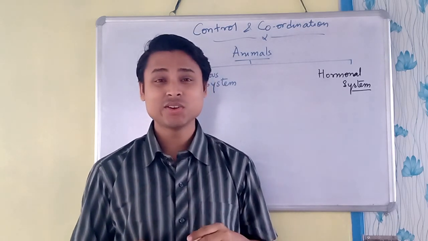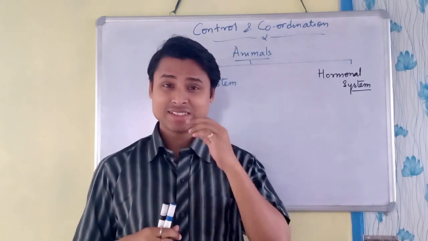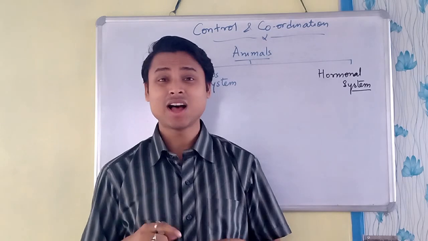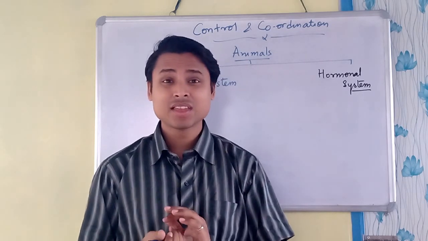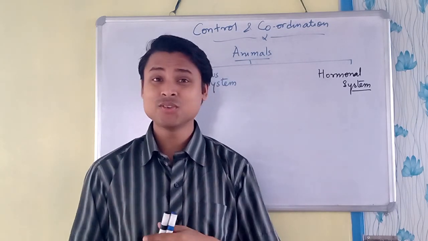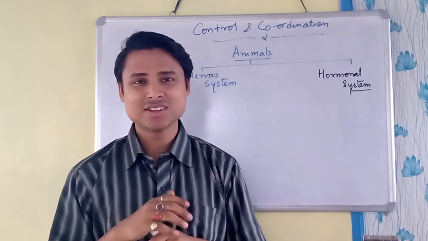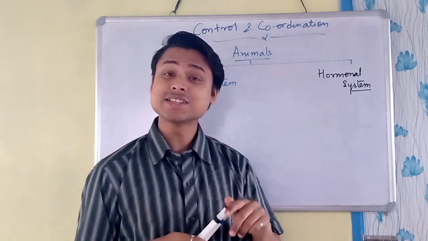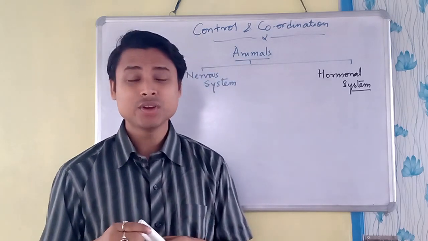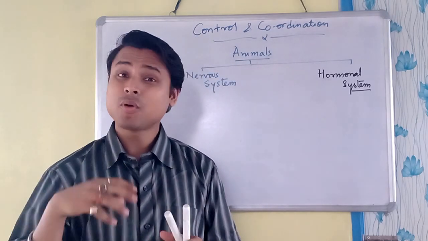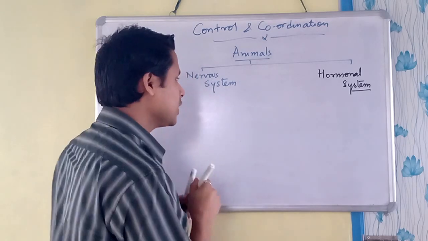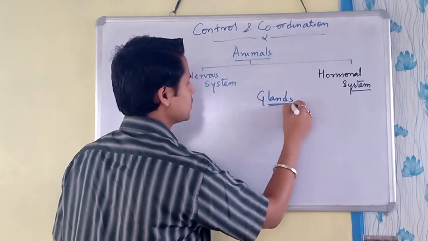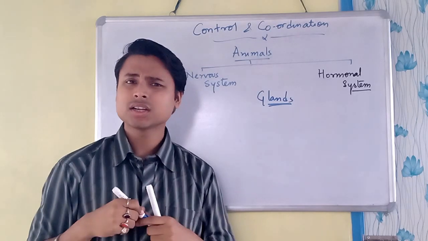So, in the previous video we discussed control and coordination in animals, where we saw how the nervous system works. In today's video we will discuss the hormonal system. Before understanding the hormonal system, we have to see the glands. Glands are some organs, right, which we call glands.